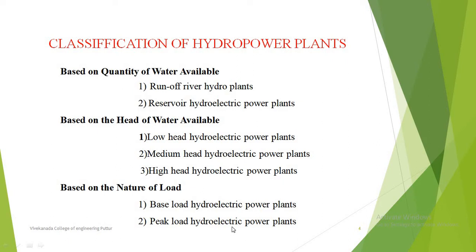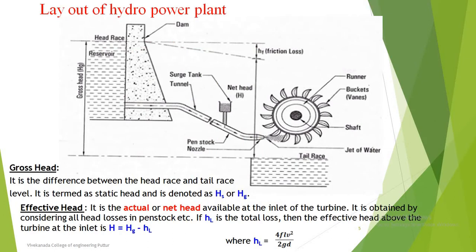But in peak load hydroelectric power plants, the demand is only for some duration. For example, colleges, factories, schools, offices, etc., start at 9 o'clock and maybe end at 5 o'clock. The demand for electricity is more between 9 to 5. After that, the demand decreases. So to meet this peak demand, some of the hydroelectric power plants operate. Those hydropower plants are known as peak load hydropower plants.